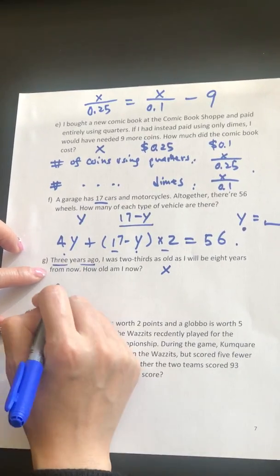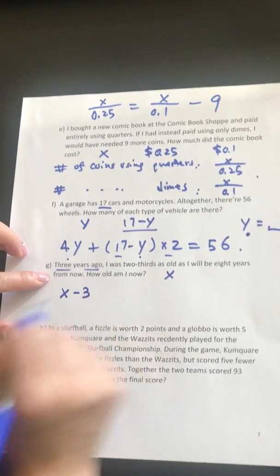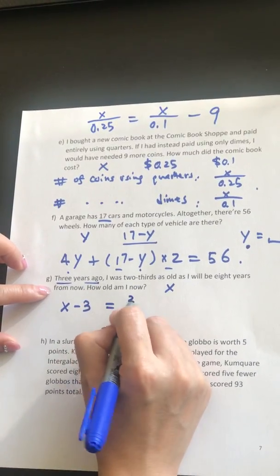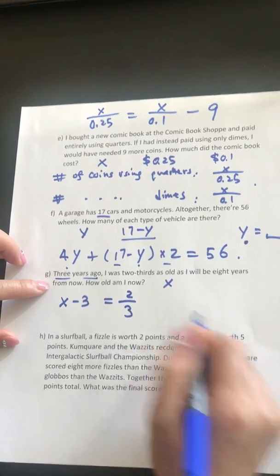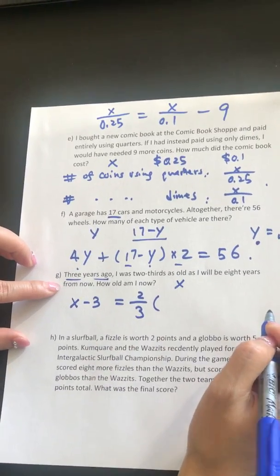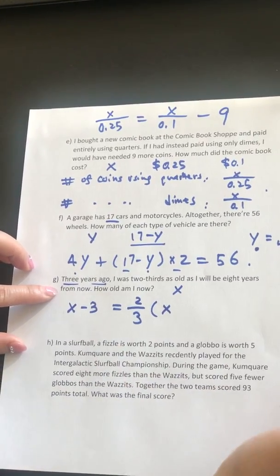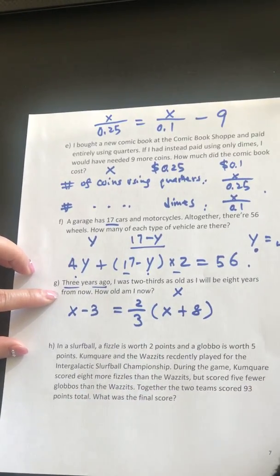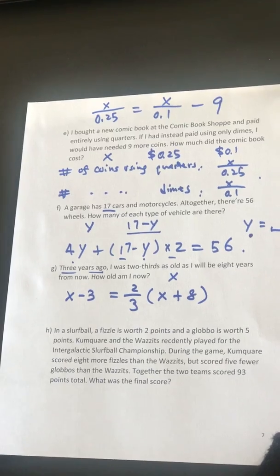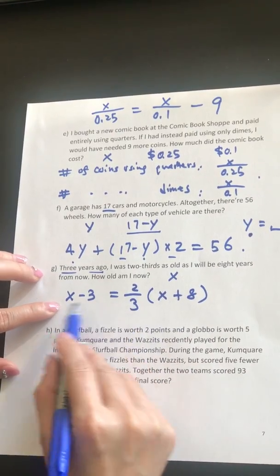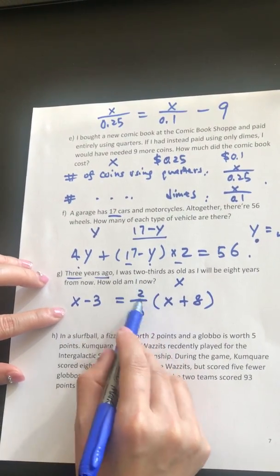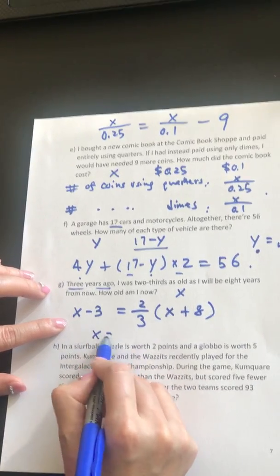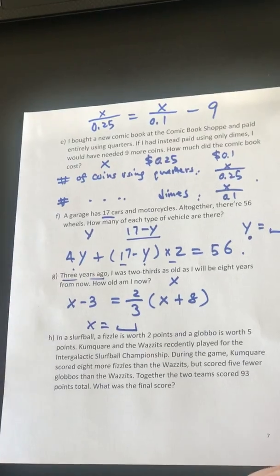3 years ago, my age was X minus 3. I was 2/3 as old as I will be 8 years from now. 8 years from now is X plus 8. To solve this equation, we can multiply by 3 on each side, and then subtract 2x from both sides. That would get you X equals some number.